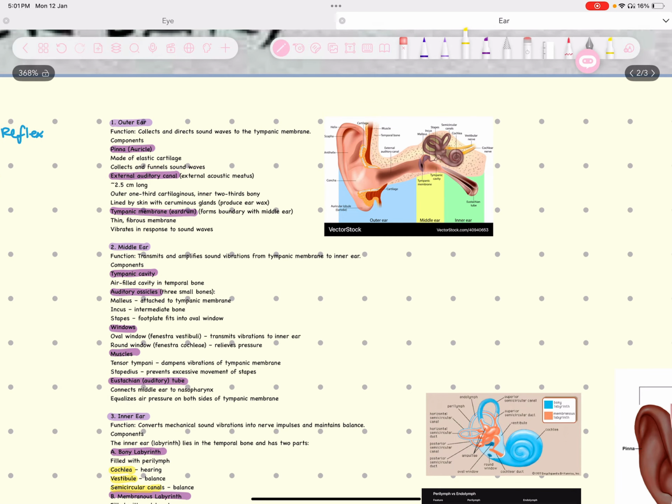Hi everyone, so let's continue. We were talking about the ear. The ear is divided into outer ear, middle ear, and inner ear. I'll just do a quick recap.